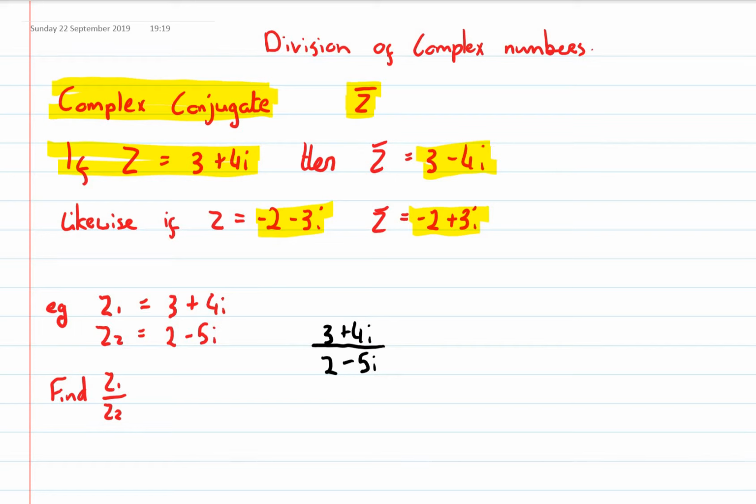Okay, and all we do in the division of complex numbers is we multiply both the numerator, just the top, and the denominator by the complex conjugate of the denominator. Okay, so you just need to know that. So 3 plus 4i over 2 minus 5i, and we multiply both then with the complex conjugate at the bottom, which in this case is 2 plus 5i and 2 plus 5i.